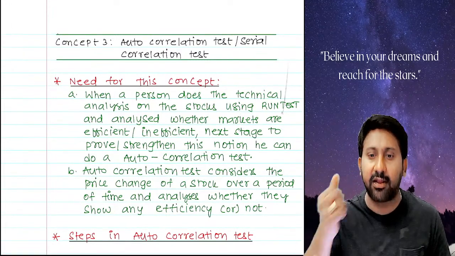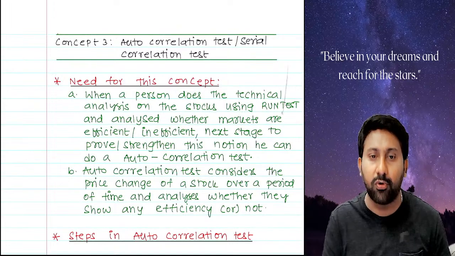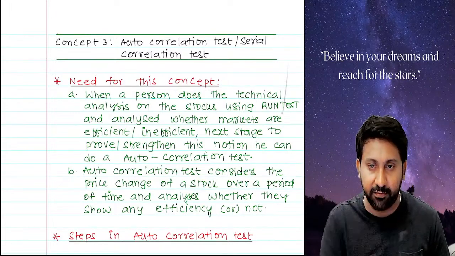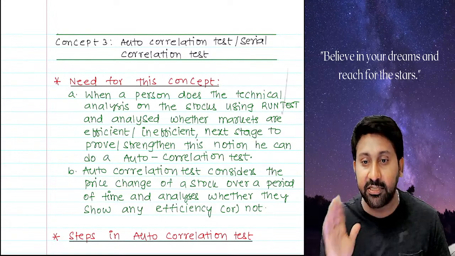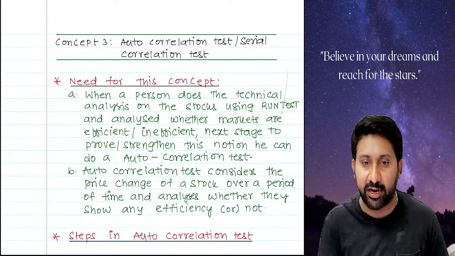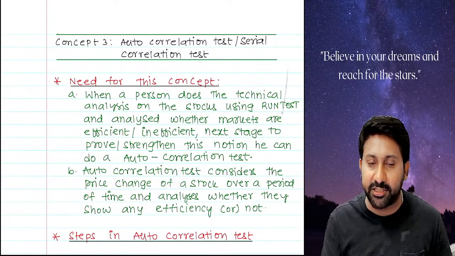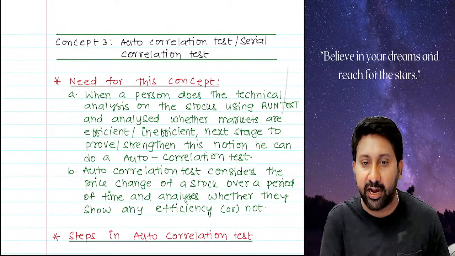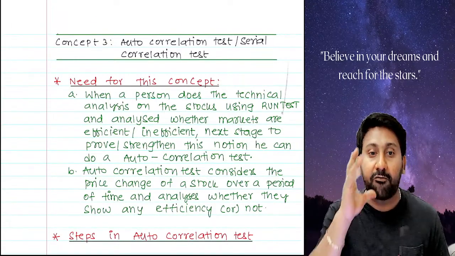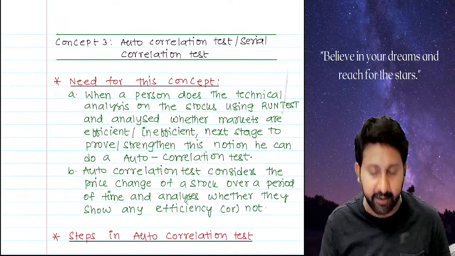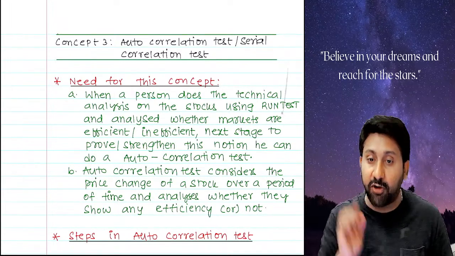They will ask you to do the autocorrelation calculation. How to do it? Break that into half. They will give information such that halving is possible, or they will say it directly in the question. 10 days of information given. Break it into 5 trading days and 5 trading days. Done.